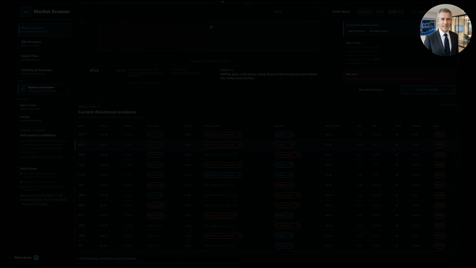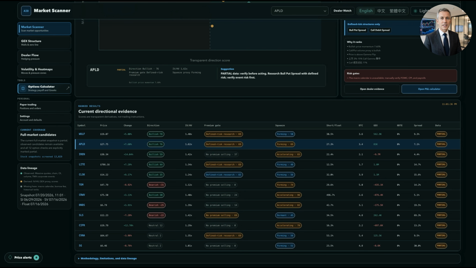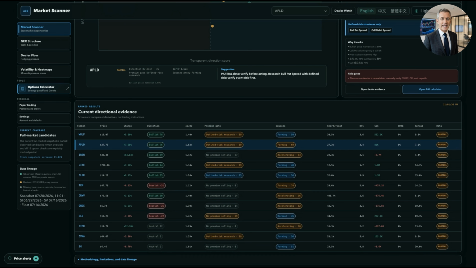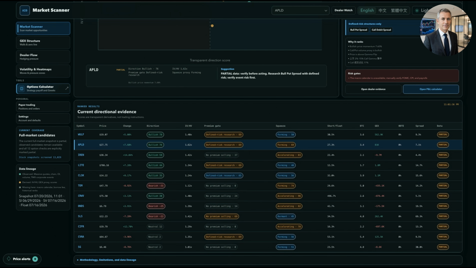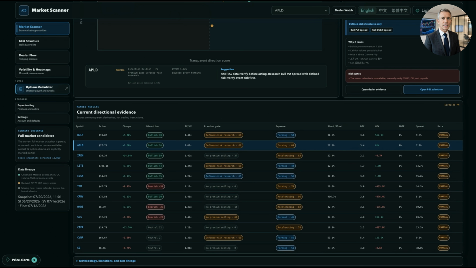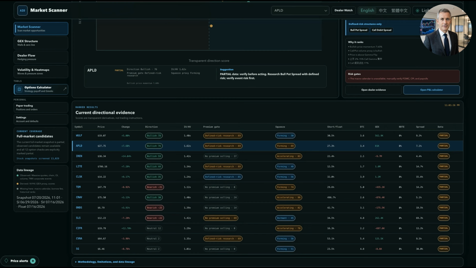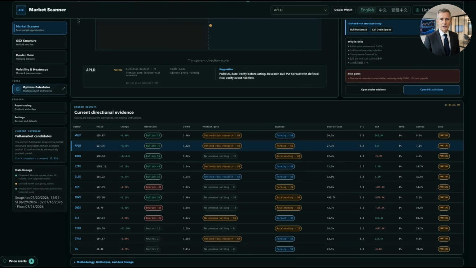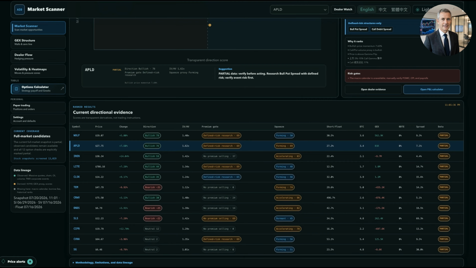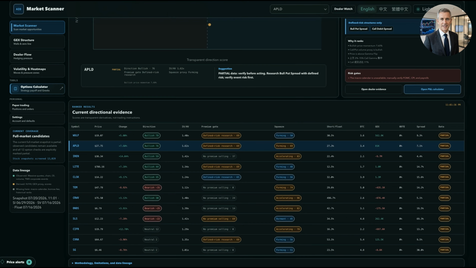Start with a full market scan. Then review the 3 dealer evidence screens. Next, set price alerts. Put ideas that need confirmation into a paper trading watch list. Finally, use the options calculator to check strategy risk. Now let's start with the full market scanner.